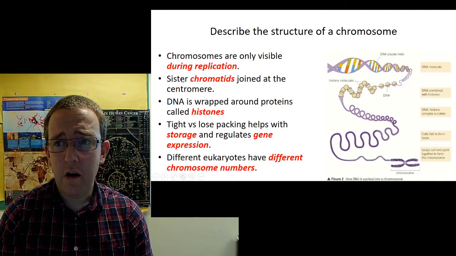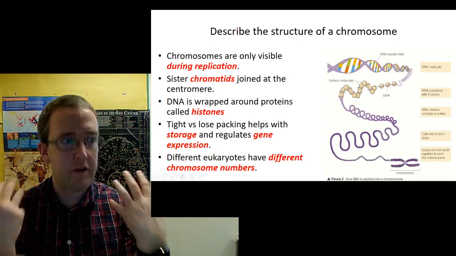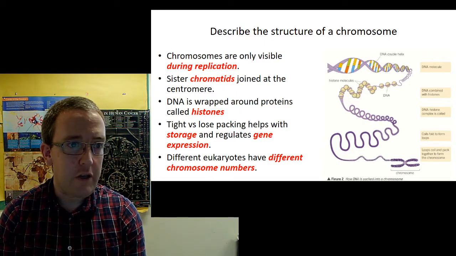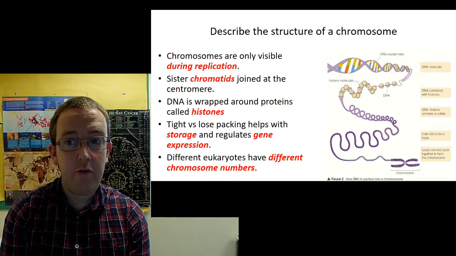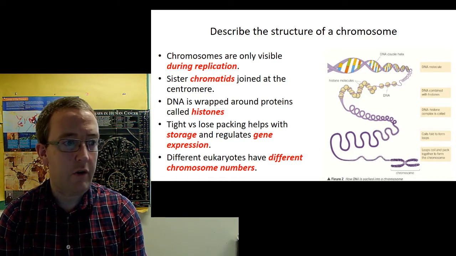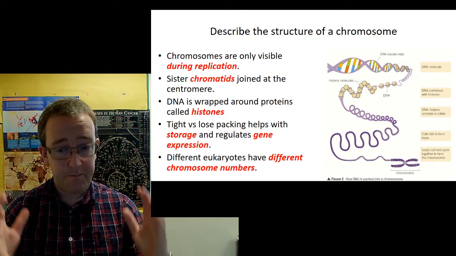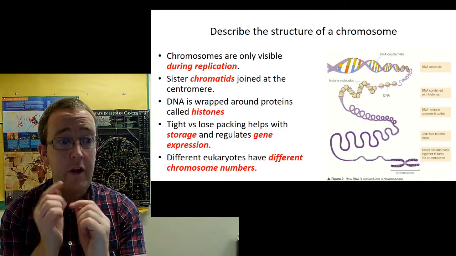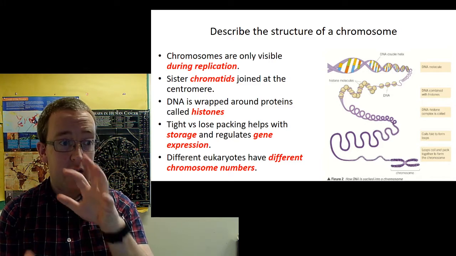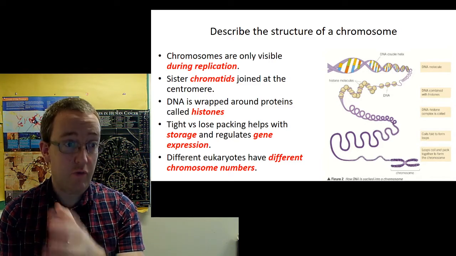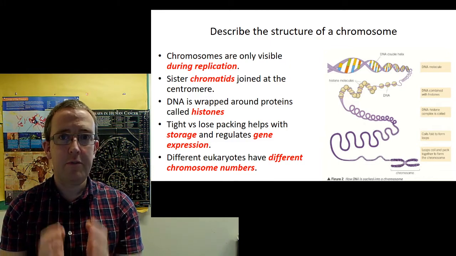So let's start with the structure of a chromosome. We'll start with eukaryotes. That's you. We'll start with us: animals, plants, fungi, the eukaryotes. Now, chromosomes are there all the time, but you can actually only see them during replication. Hopefully you've looked a bit at mitosis, maybe meiosis, and know that during those times, the chromosomes condense down and wrap really tightly around these histone proteins so that they can become these visible structures called chromosomes.